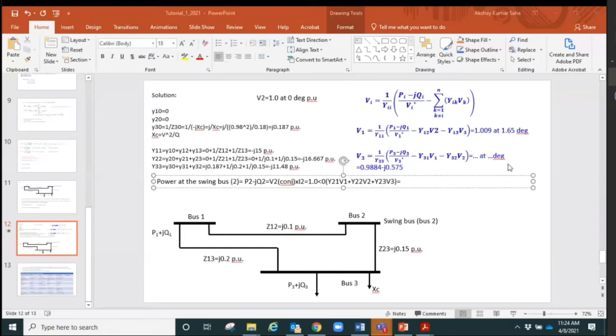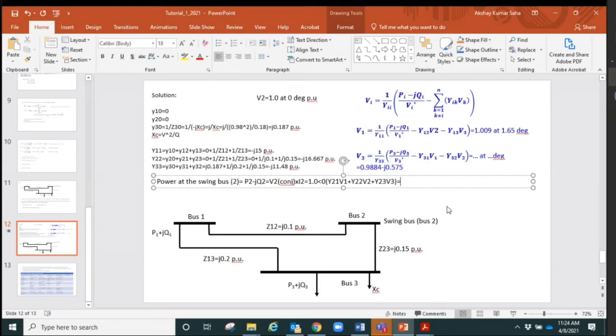Also, sir, for the power at the swing bus, we're using the updated values for V1 and V3. V1 and V3, that's what I mentioned. For V1 and V3, we will use the magnitudes and angles that we are getting from this equation and this equation, and V2 is coming from there. Always the updated value.